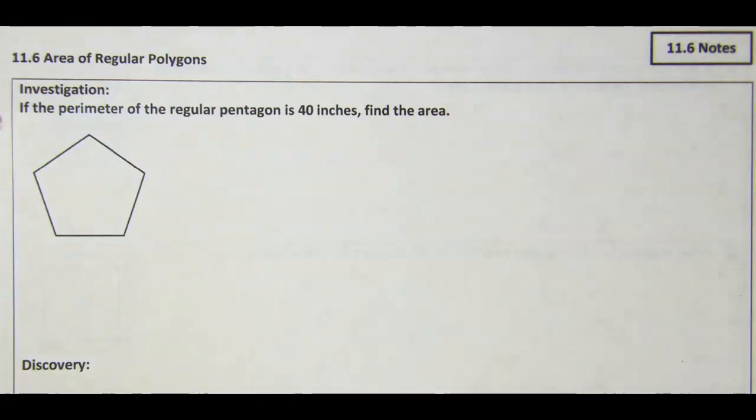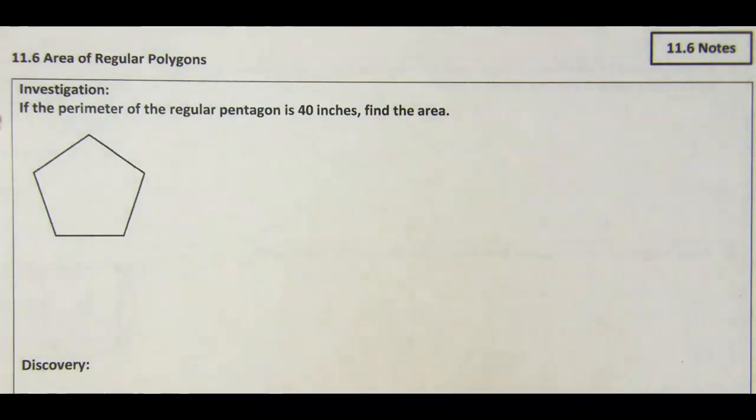In this video, we're going to be looking at 11.6, area of regular polygons. Now, in order to teach this most effectively, I feel like we need to do an investigation so you can actually see where the formula for a regular polygon comes from and how it will be different for every regular polygon. So I have pictured here a regular pentagon.